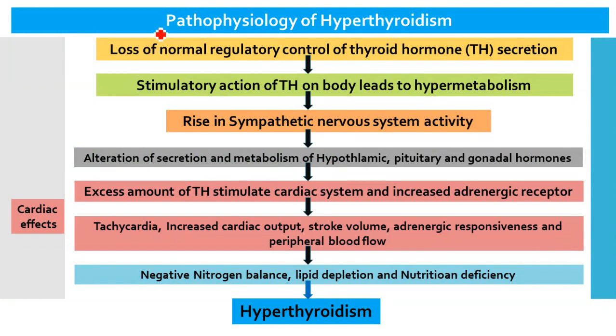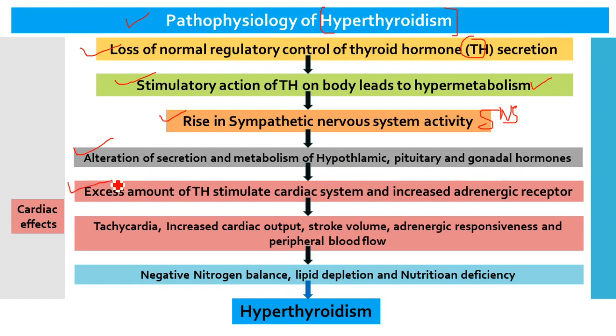Now we will focus on the pathophysiology of hyperthyroidism. In hyperthyroidism, there is a loss of the normal regulatory control of thyroid hormone secretion, and stimulation of the body by thyroid hormone leads to hypermetabolism, which causes a rise in sympathetic nervous system activity, and ultimately there is an alteration in the secretion and metabolism of hypothalamic, pituitary and gonadal hormones.